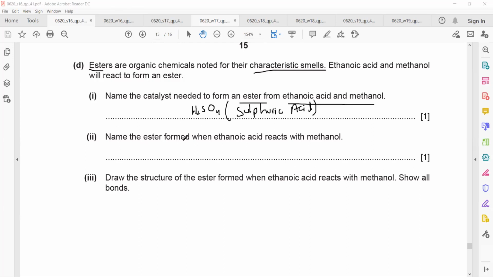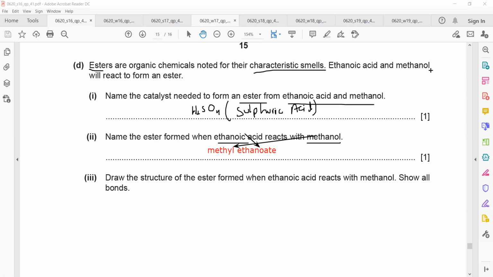The next part: name the ester formed when ethanoic acid reacts with methanol. What will be the name of the ester? The first name is coming from the alcohol and the second name is from the carboxylic acid. So methanol plus ethanoic acid will result in the formation of methyl ethanoate. The first name of the ester is coming from the alcohol and the second name is from the carboxylic acid.